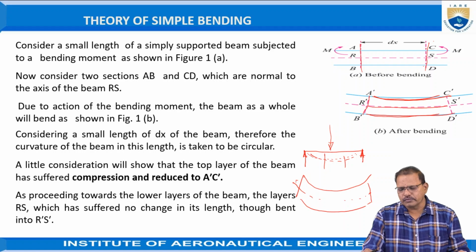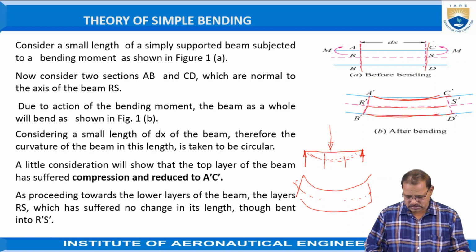That means at the layer R dash S dash, the beam is not at all undergoing any compression or expansion. But above R dash S dash, when you are moving in the upward direction, the compression of the beam increases, having its maximum at the upper layer. Similarly, on moving in the downward direction from R dash S dash, the length of the beam also increases, having its maximum at the bottom layer, that is at B dash D dash.